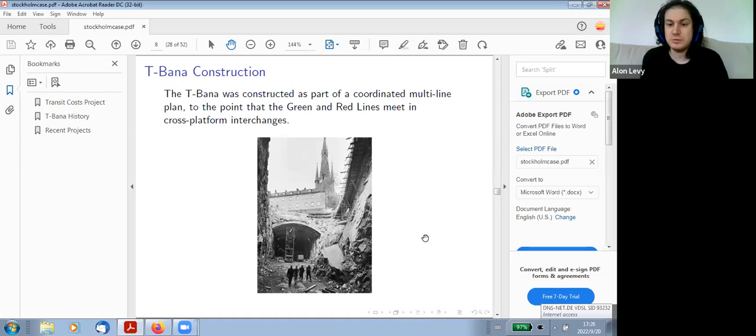They didn't do, oh, let's build one line. This line is busy. Let's build a second line. So because of this kind of coordinated planning, even on the level of integration between lines, the quality is very good.